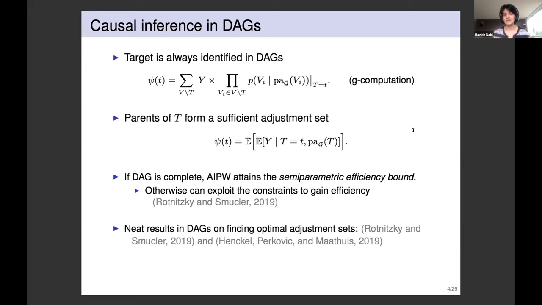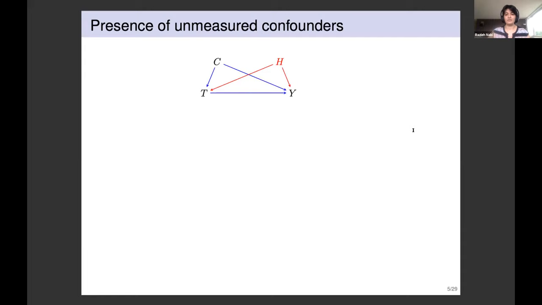So working with DAGs in general is very nice, but a more realistic setting is where we have unmeasured confounders. The presence of unmeasured confounders is going to make our lives much harder. For example, here, if we have this unmeasured confounder that I'm denoting by H and coloring in red, sometimes referred to as a hidden variable or latent variable, then the effect of the treatment on the outcome is no longer going to be identified.